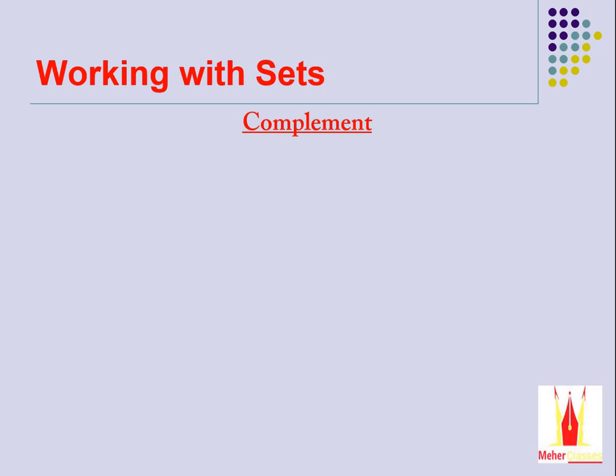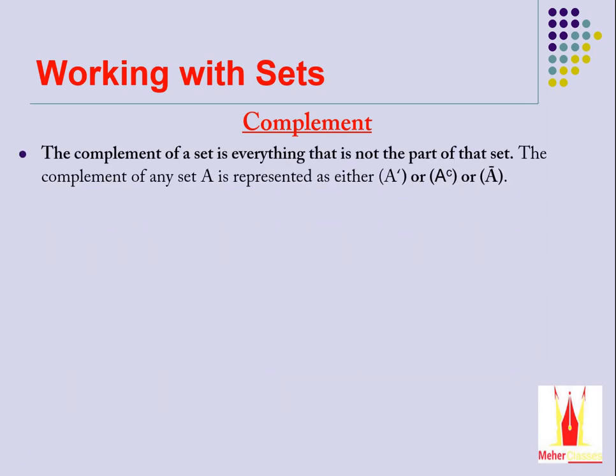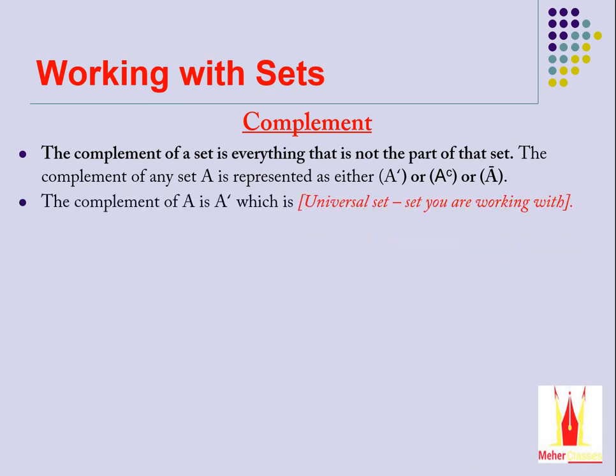Now let's talk about complement. Complement is something which says that the complement of a set is everything that is not the part of that set. So the complement of A would be denoted by either A dash or A, and C is appearing as a superscript, AC, or A bar. The complement of A is A dash, which is universal set minus the set you are working with. So this is something which is very important, and you need to remember this.